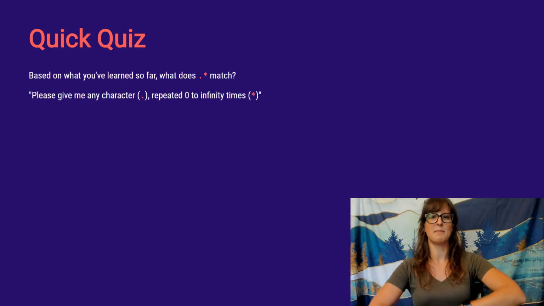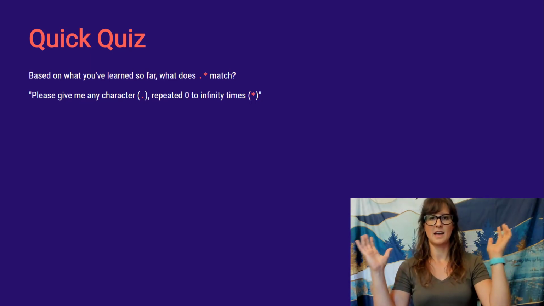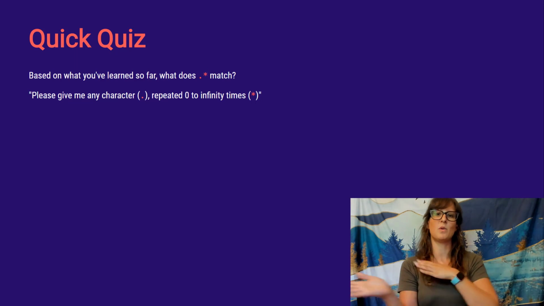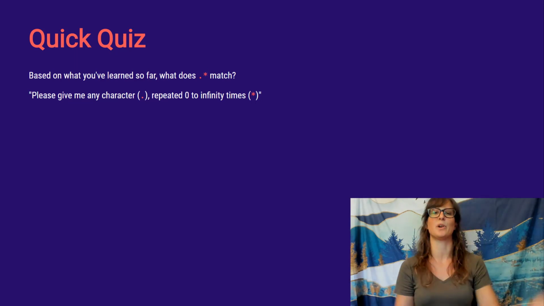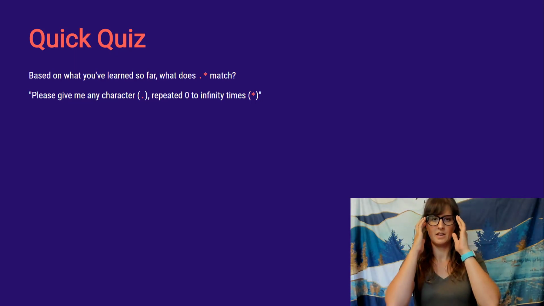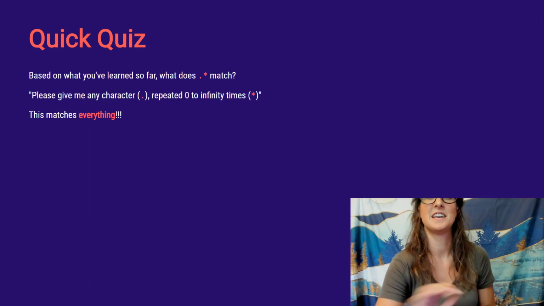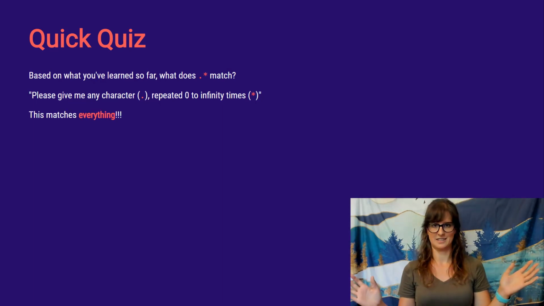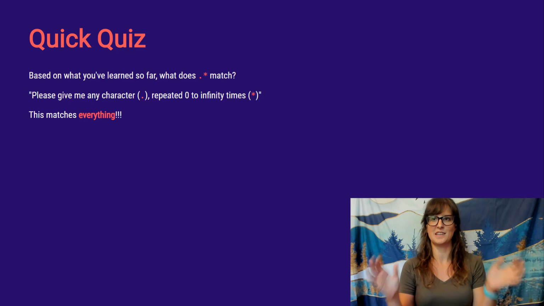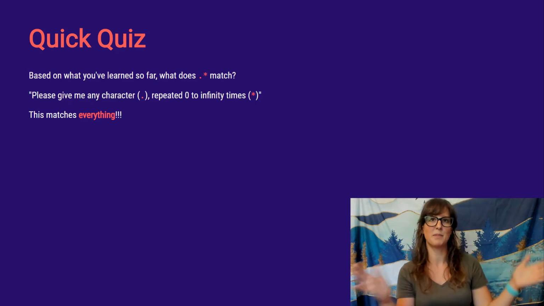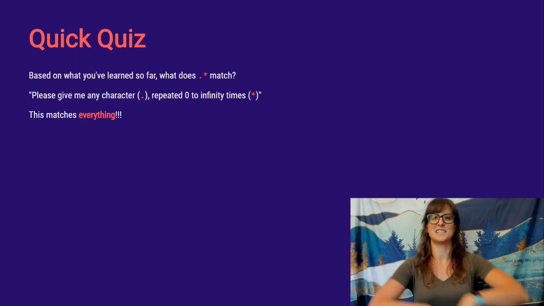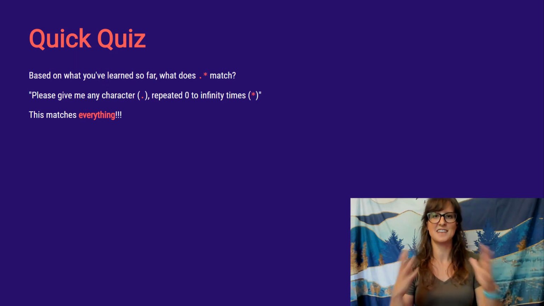So the dot says I match everything. And how many of those do I want? Well, I want 0 to infinity, any number of any character. So what this dot star does is it matches everything. Every single string that you can give me is some number of some character, some number of times, right? It matches anything at all, any number of times. That's as vague, as generic as you can get.